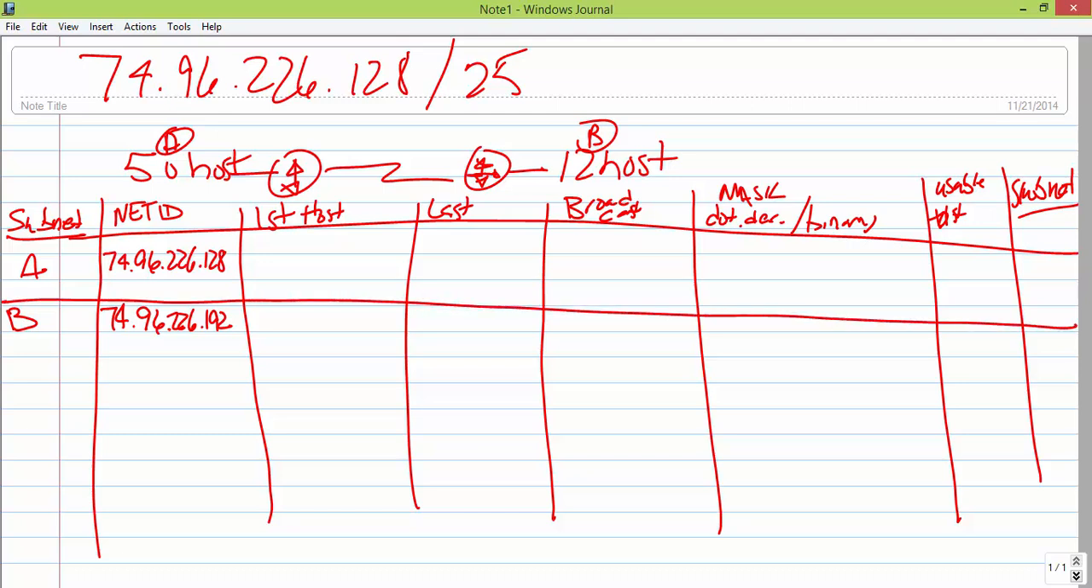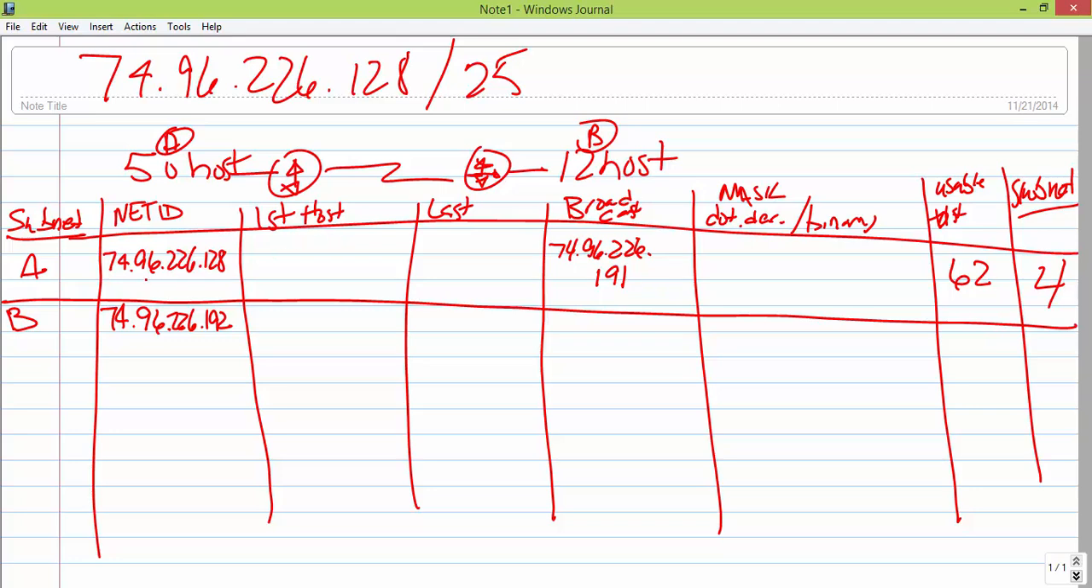So my net ID is 74.96.226.128, and I have to find out my first usable host, my last usable host, my broadcast, and my mask. My usable hosts is going to be 62 because I had 64 as my magic number and I had to subtract 2 from that. And I know that from this particular setting I could possibly have up to 4 subnets. The easiest way to find your broadcast ID is that it's one less than the next network's ID. So my broadcast for A is going to be 74.96.226.191. To make sure that you have your broadcast ID set correctly, your broadcast IDs are always going to be odd when we're working with IPv4.